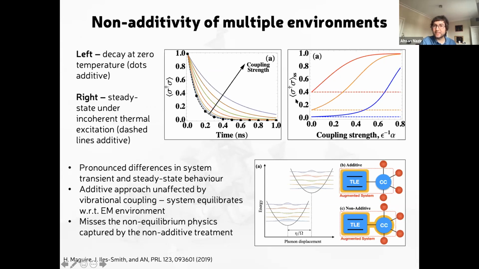More interestingly, I guess, from a thermodynamic perspective, is a plot on the right-hand side where we're showing the steady state two-level system population as a function of system-phonon coupling strength. The dashed lines are the additive case here, and the solid lines are the non-additive. And what we can see, apart from an interesting possibility of population inversion in the steady state for the non-additive case, is that the additive approach just equilibrates with respect to the electromagnetic field.